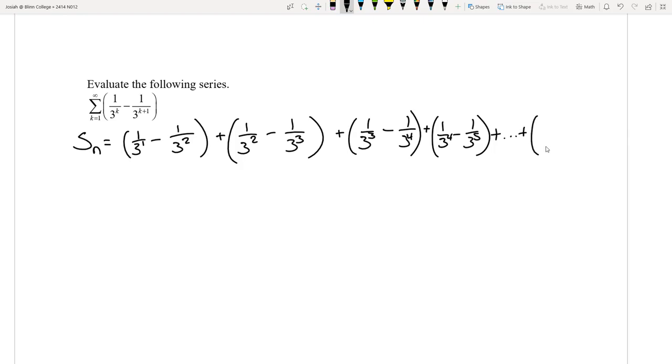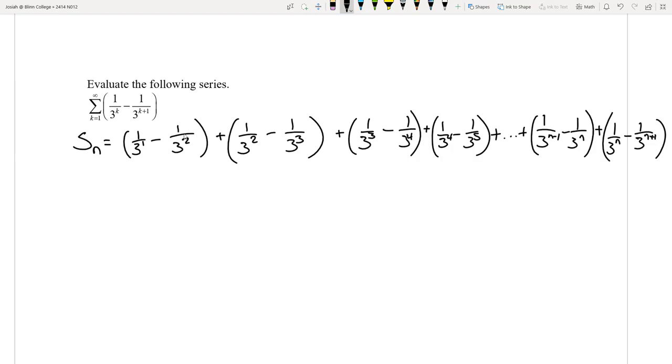So let's do n minus 1. If we plug in n minus 1, we got 1 over 3 to the n minus 1, minus 1 over, if we plug in n minus 1 here, we get n. And then finally, we plug in n itself, 1 over 3 to the n, minus 1 over 3 to the n plus 1.